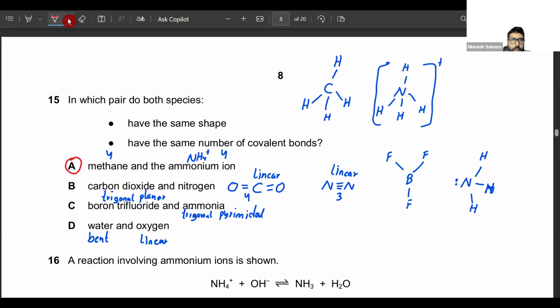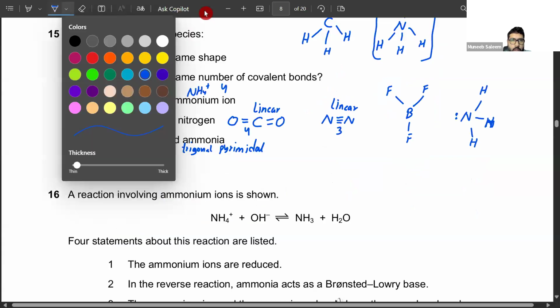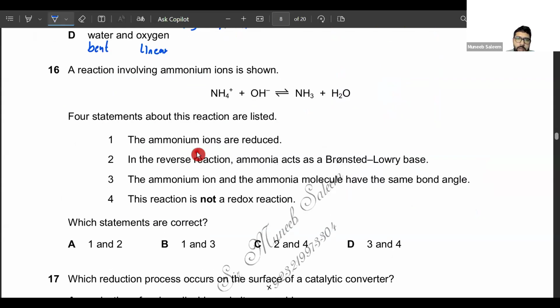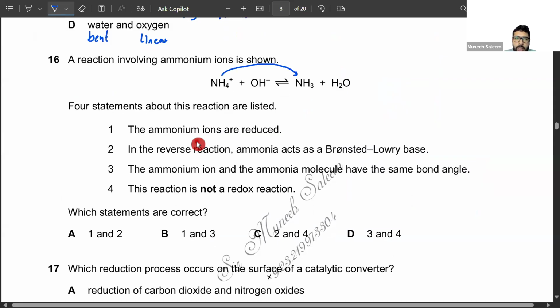Now, next question number 16. It says a reaction involving ammonium ion is shown. We have to select the correct answer. The first statement says ammonium ions are reduced. So basically, if we look at here, when ammonium ion is compared with the ammonia, it has lost hydrogen ion. That is basically a definition of oxidation, loss of hydrogen ion. So it's not reduced, rather it's oxidized. So that's incorrect.